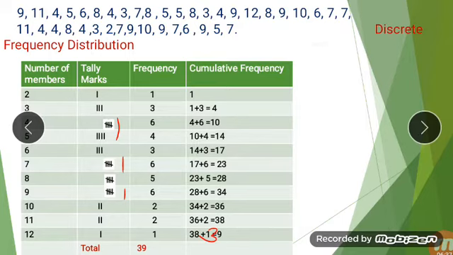Next part of the question is that we are going to find the cumulative frequency, which is already discussed, in which the frequency is added up in each successive class. So 1 plus 3 is 4, then 4 plus 6 is 10, then 10 plus 4 is 14, and so on. So at the end we will get 38 plus 1, it will be 39.